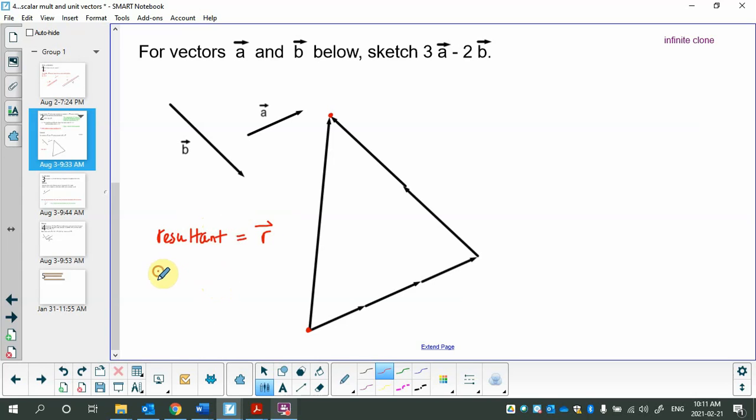If I want to know the magnitude, so the length of the resultant, I write it like this. All right. Oh, is there more? There's no more.